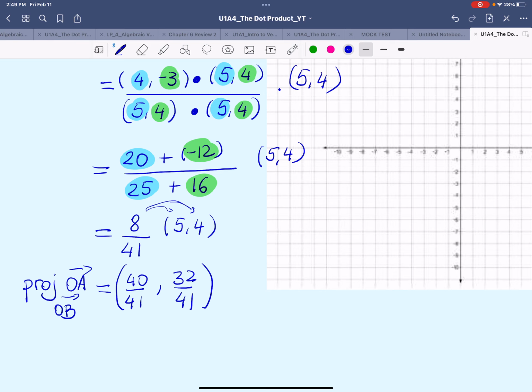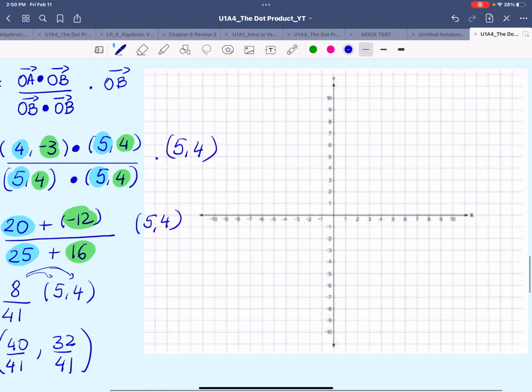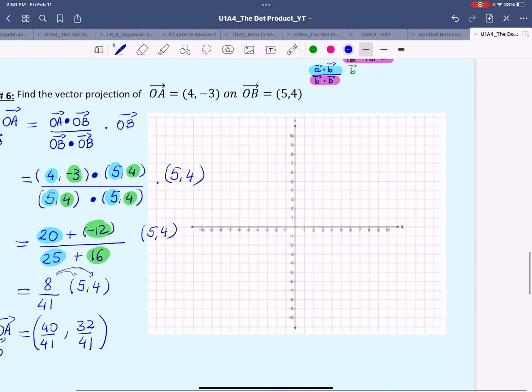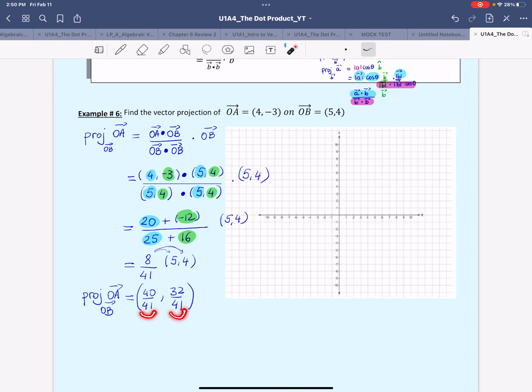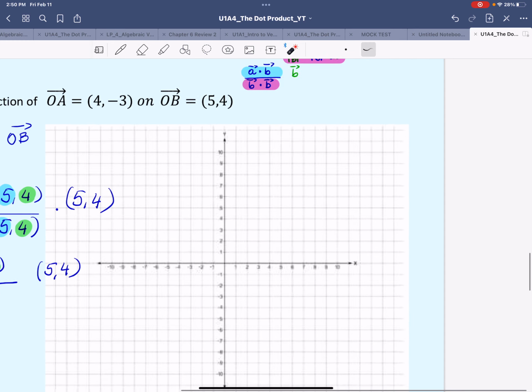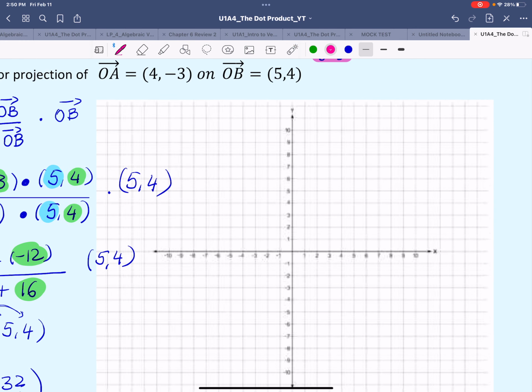So why don't we take a look at these two vectors on the Cartesian plane and see how exactly this happened? How did we get these coordinates for the projection? Does it really work? So here we go. We're going to draw the vector OA. Coordinates of OA are 4 and negative 3, so vector OA is right here. Now we have vector OB with coordinates x 5 and y 4, so that would be right here. I will call this B, and this one is A, and I'll draw the arrows to make this look nice and pretty.